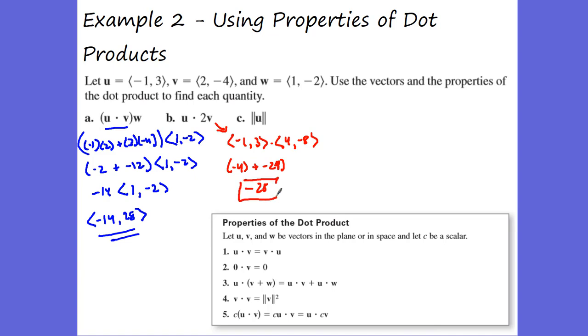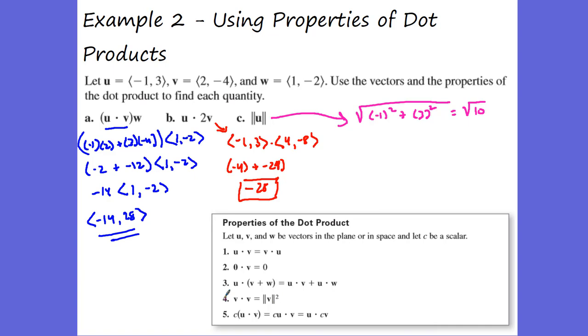We had a dot product, so what do we have? We have a scalar quantity at the end, -28. And then last but not least, we have the magnitude of u, which we know how to find. We can do the square root of (-1) squared plus 3 squared. So that's 1 and 9, that's 10, that's the square root of 10.